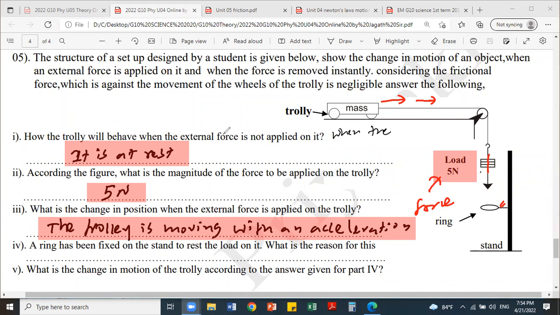So right here, when the load is landed on the trolley, external force is suddenly removed. When the load is landed on the trolley, external force is removed.